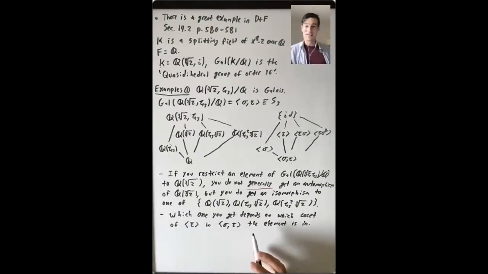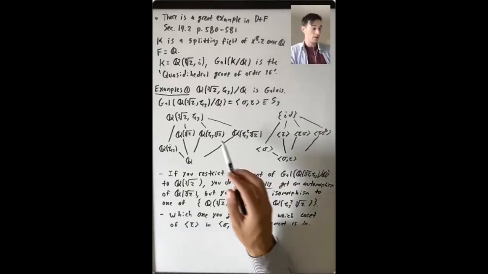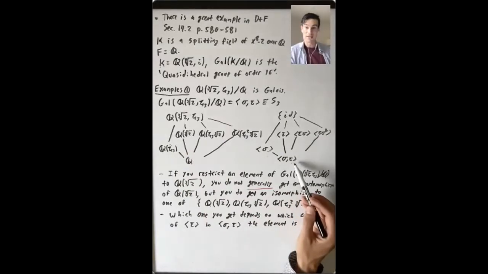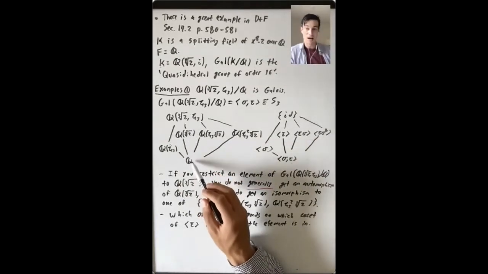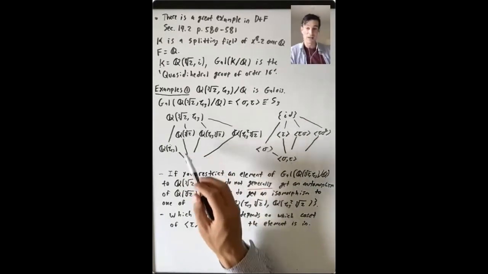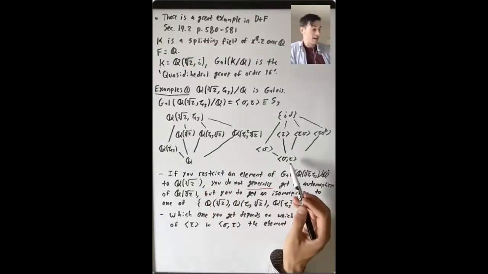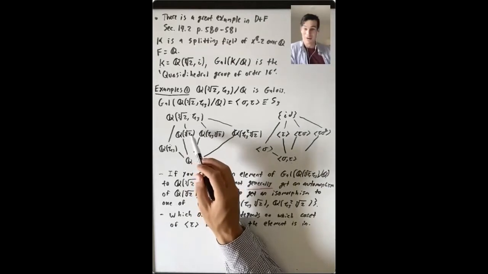Let's continue with this example. If you take an element of the Galois group of Q adjoin cube root of 2 zeta 3 over Q, so something in this group generated by sigma and tau, and you restrict it to this subfield that is not Galois over Q, you don't generally get an automorphism of this field fixing Q. I mean, sometimes you do. For example, if you take the identity element and you restrict it to this field, certainly you get an automorphism, but you don't always get an automorphism.